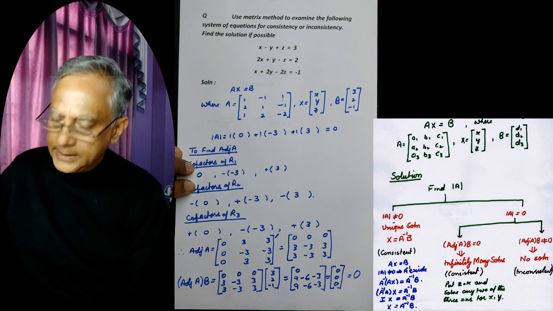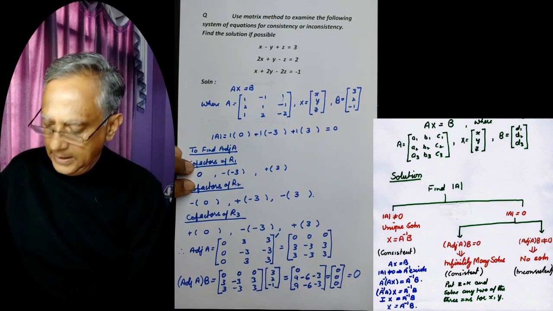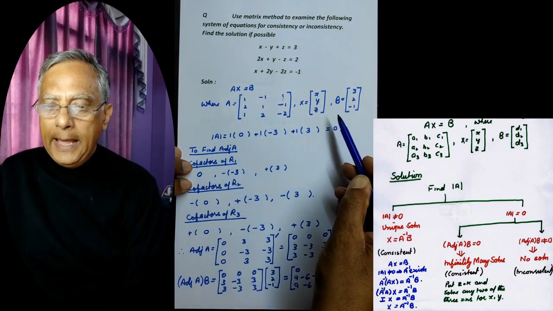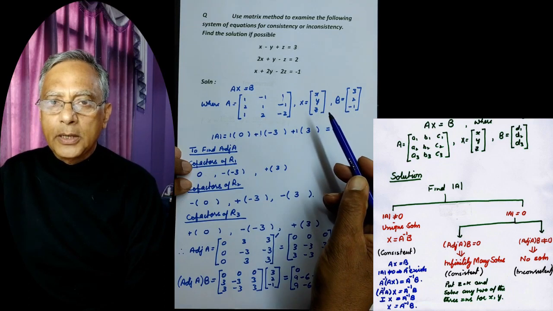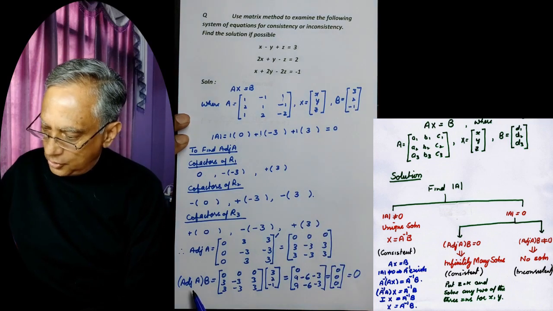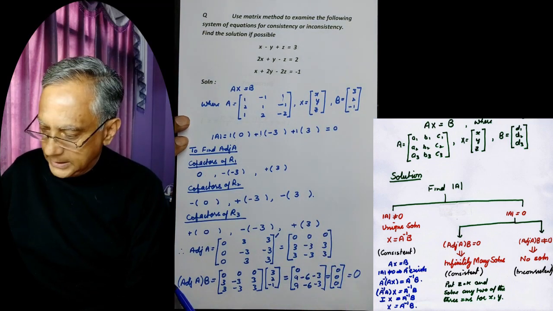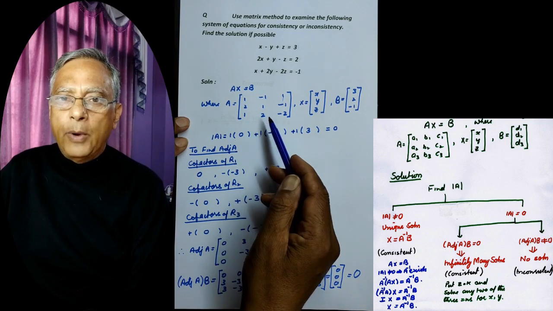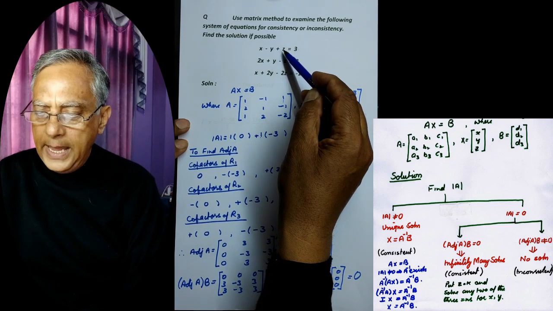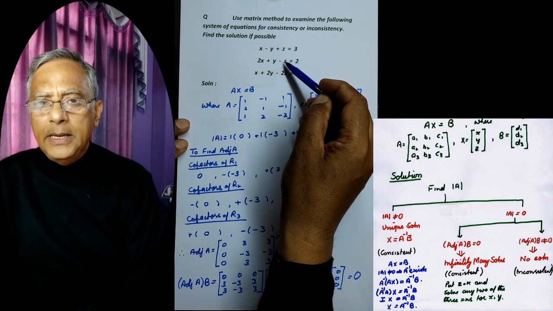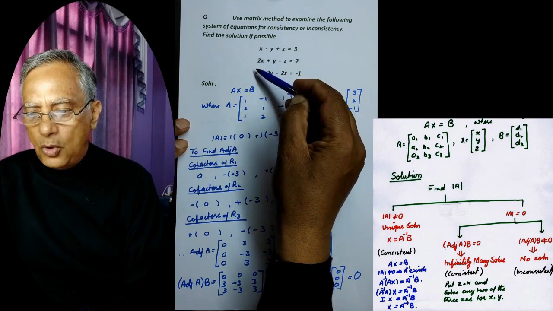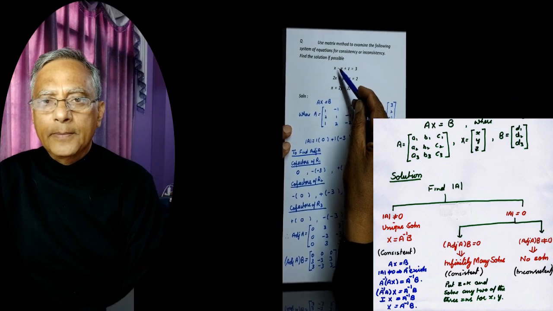Therefore adjoint of A into B is a zero matrix, and therefore this system of equations is consistent and has infinitely many solutions. If this is non-zero, then no solution. But this is zero, therefore this system will have infinitely many solutions. Now what we do is put z equal to k in any two of these equations and solve the resultant system of equations for x and y.